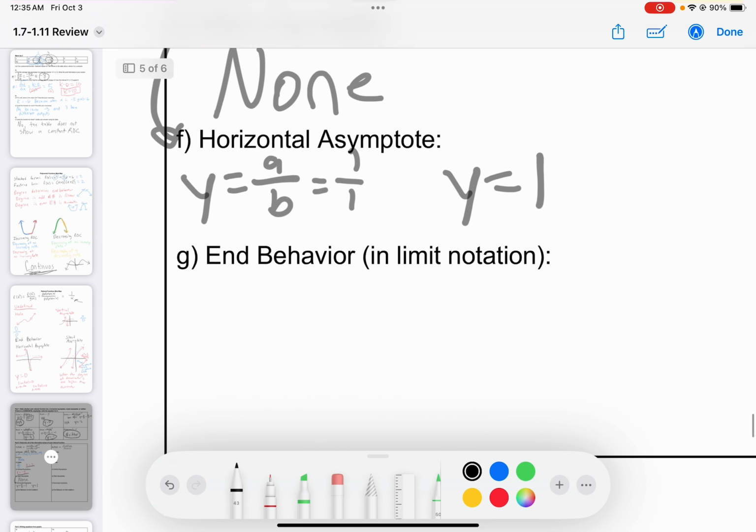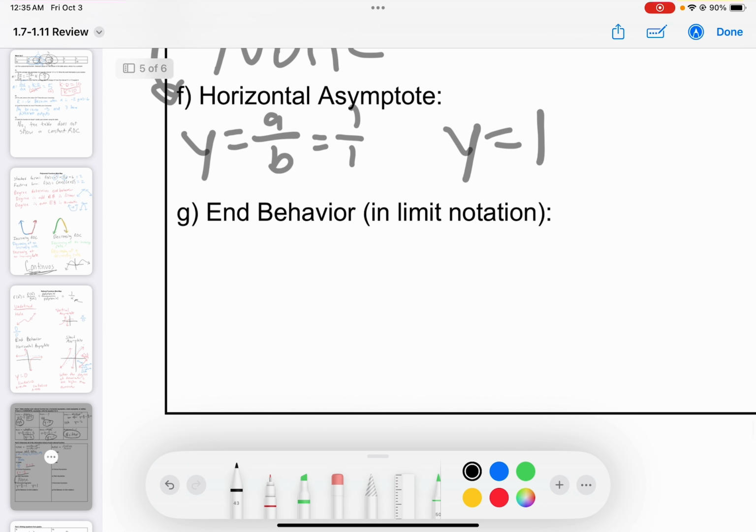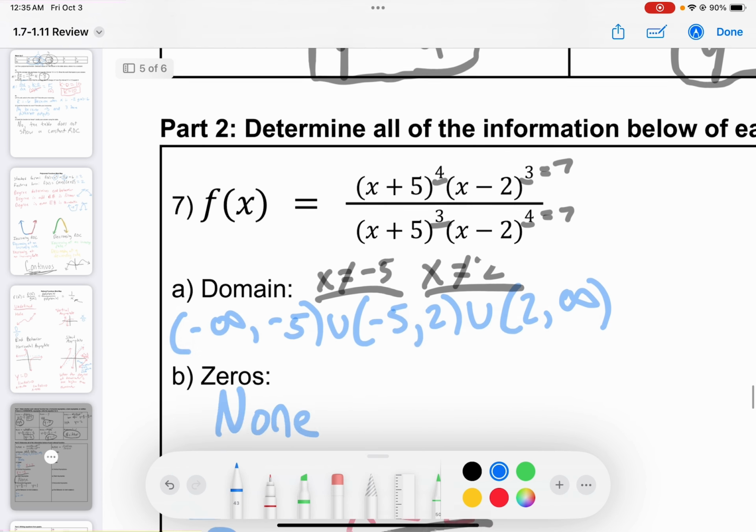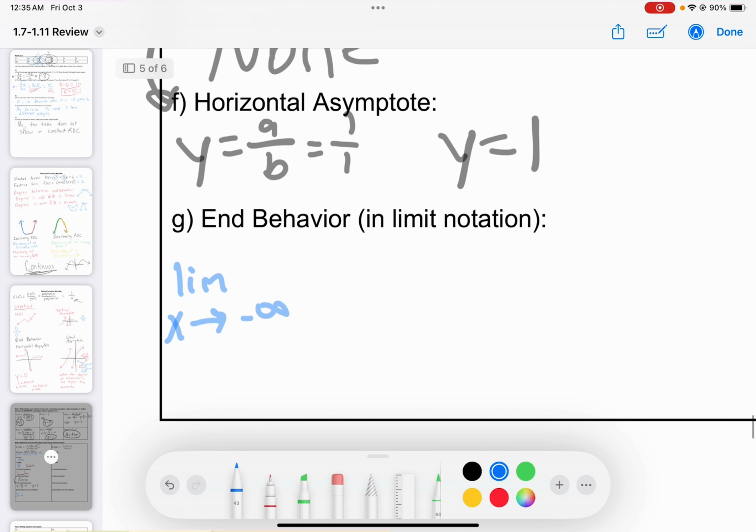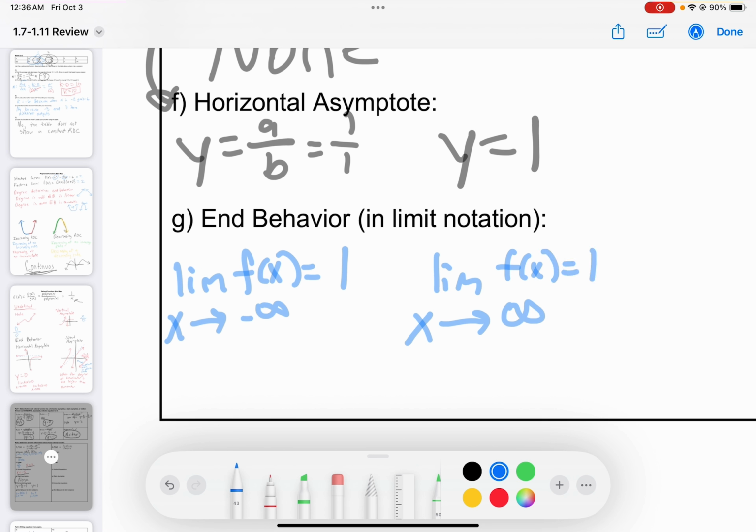End behavior. Well, we have a horizontal asymptote, and when you have a horizontal asymptote, that's where your end behavior is headed. So we can say the limit as x approaches negative infinity of f of x is equal to 1, and the limit as x approaches positive infinity of f of x is equal to 1.